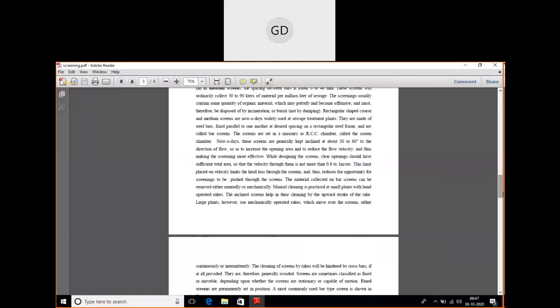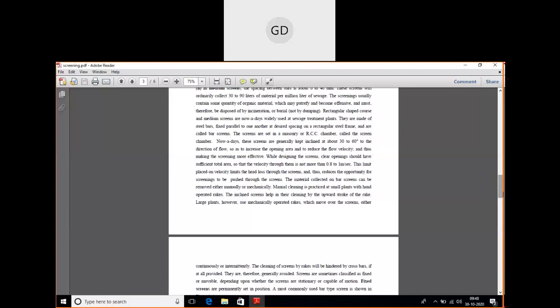Okay. So next is your medium screens. There are both fixed screens and movable screens. Two types of screens are there. These fixed screens are permanently set in a position. They cannot be moved. And the movable screens are stationary during their operating periods, but they can be lifted up for the purpose of cleaning. If they need to be cleaned, they can be lifted up and removed from the positions, and they can be put there again. So there are two types, fixed and movable screens.